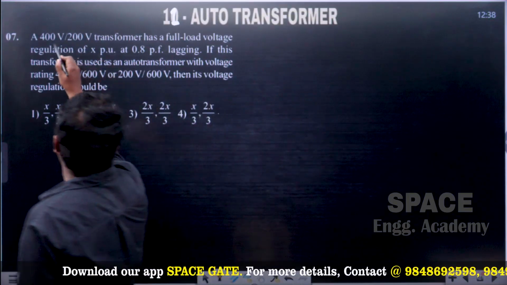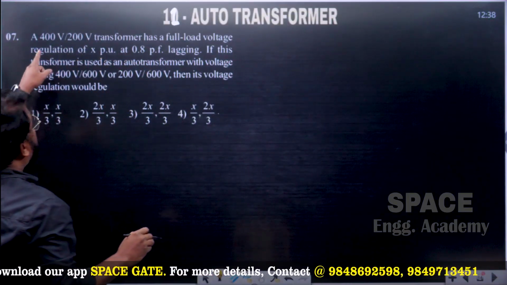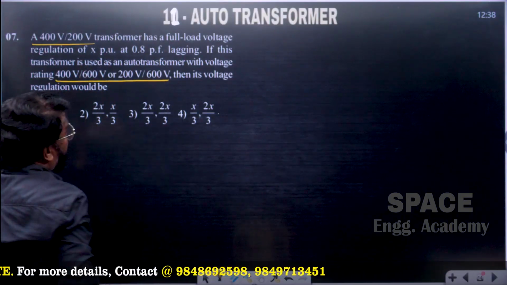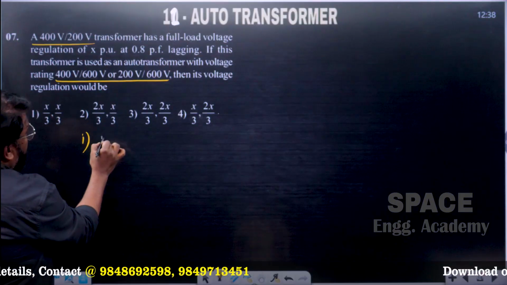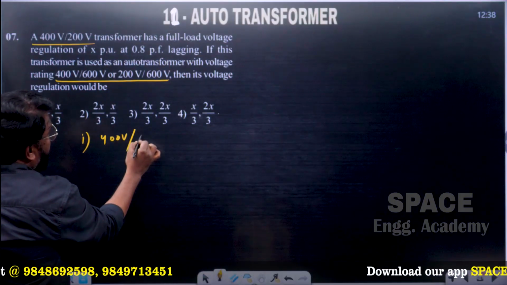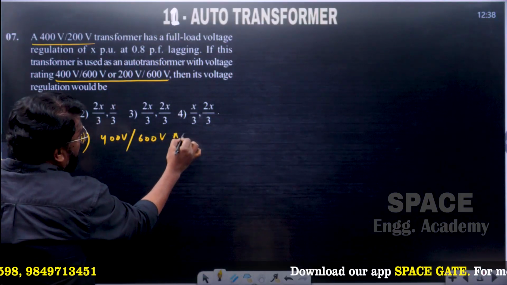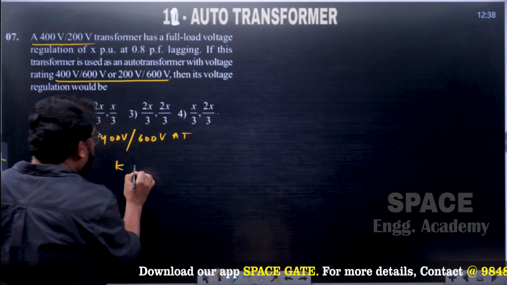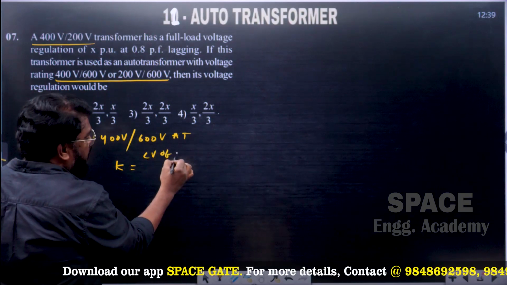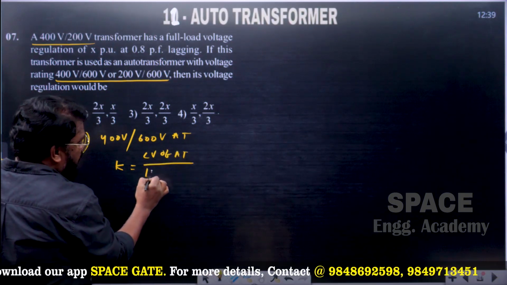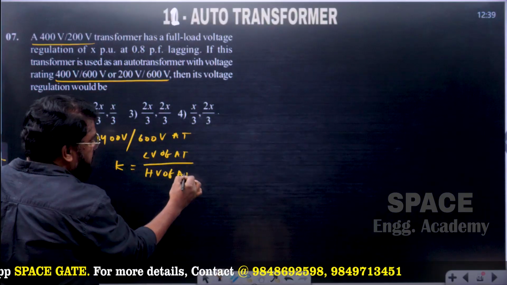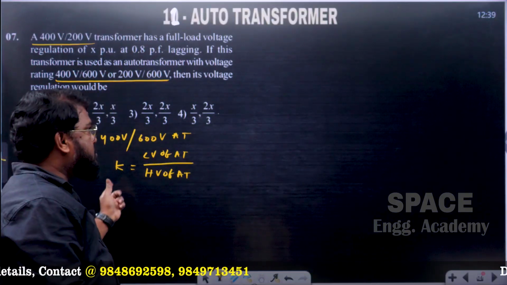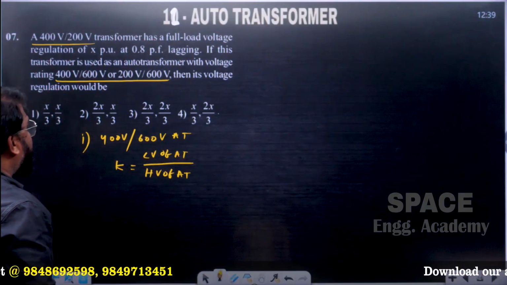Now, first, these are the two winding transformer voltage ratings, and these are the voltage ratings of the auto transformer. First case: 400 volts by 600 volts auto transformer. And what is the value of K? K is always the low voltage of the auto transformer divided by the high voltage of the auto transformer.